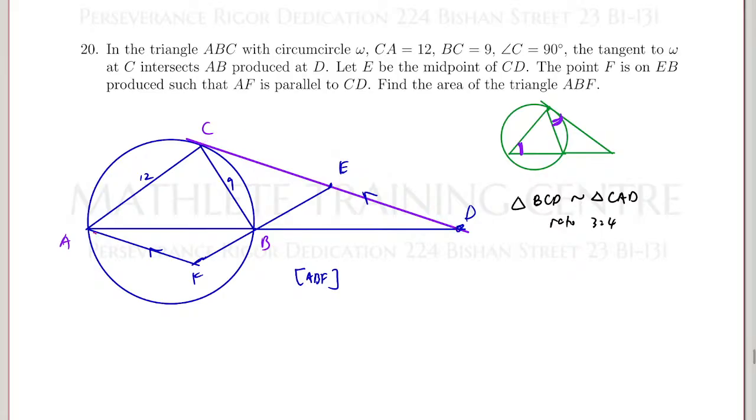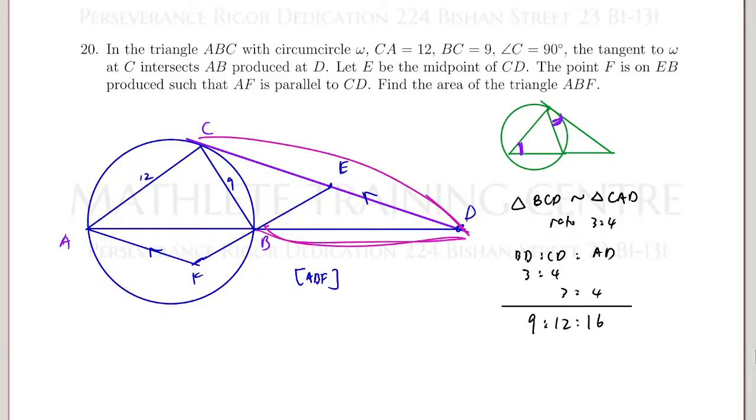CD to the other triangle's AD is also 3 to 4. So BD to CD is 3 to 4, but CD to AD is also 3 to 4. So in fact, this is 9 to 12 to 16. This is 9 to 12 to get 3 to 4, but then the other one is 12 to 16 to also get 3 to 4. That's why actually it is 7 to 9 over here.